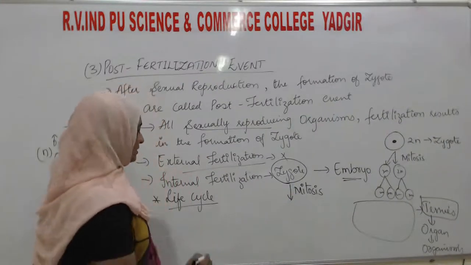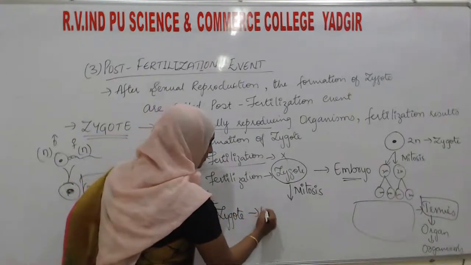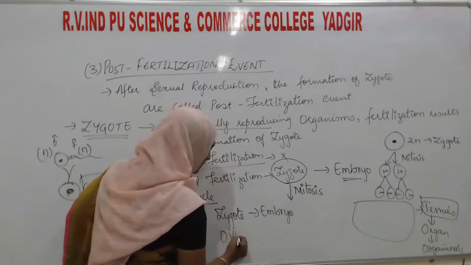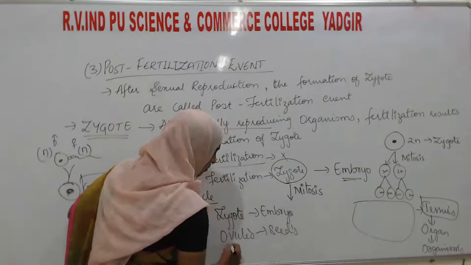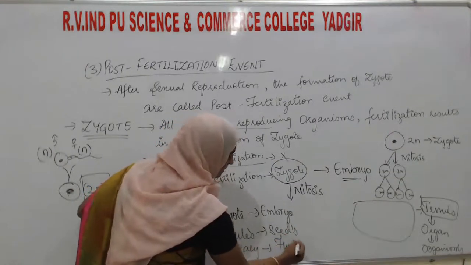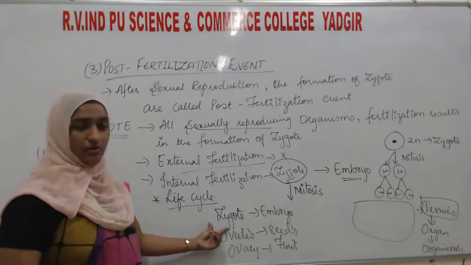That means in plants, the zygote will develop into the embryo, and ovules will develop into the seeds and the ovary will develop into the fruit. Okay, so we have talked about the zygote.